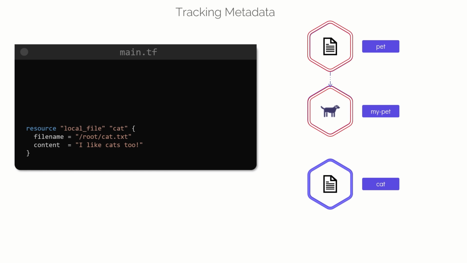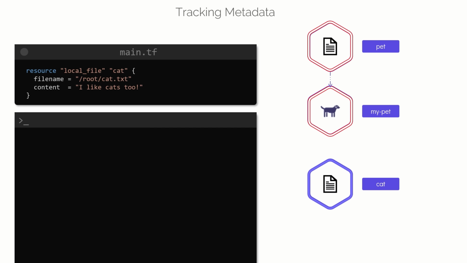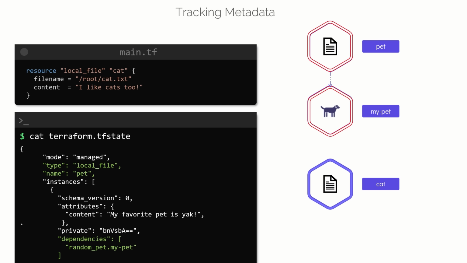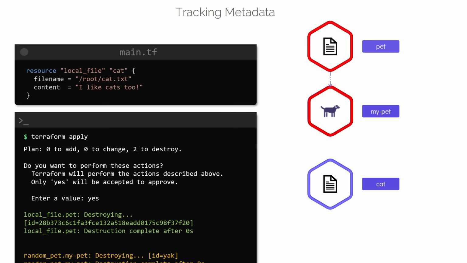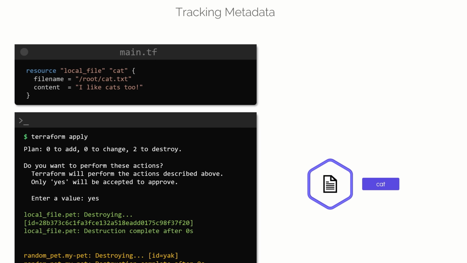If we were to apply the configuration now, Terraform knows that it has to delete these resources. However, in which order does it delete them? Should it delete the random pet resource first or the local file? The information about the resource dependency is no longer available in the configuration file as we have removed those lines from it. This is where Terraform relies on the state and the fact that it tracks metadata. Within the state file, we can clearly see that the local file resource called pet has a dependency on the random pet resource. Since these two resources have now been removed from the configuration, Terraform now knows that it should delete the local file first, followed by the random pet resource.